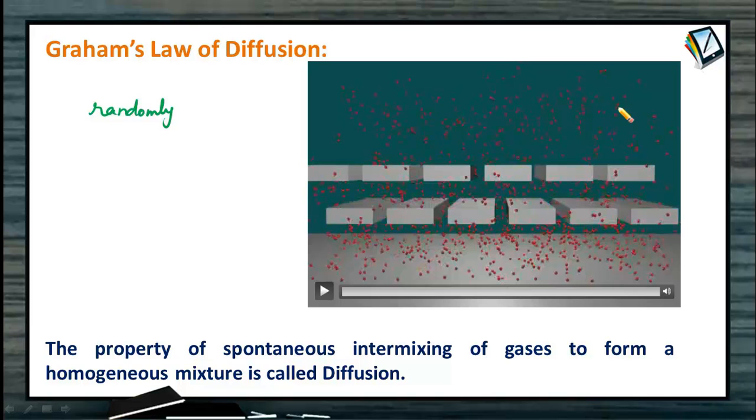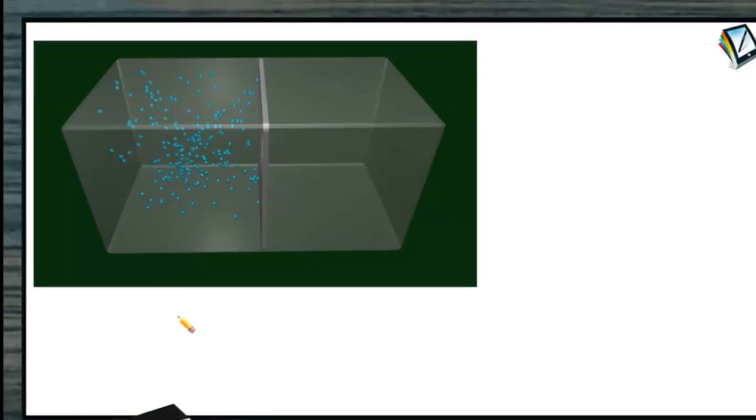So originally in this, air is present. Now when the gas molecules are moving into that particular part, they are mixed up with the air uniformly. And this property of spontaneous mixing of gases to form a homogeneous mixture is called diffusion. And a slight modification of diffusion is effusion.